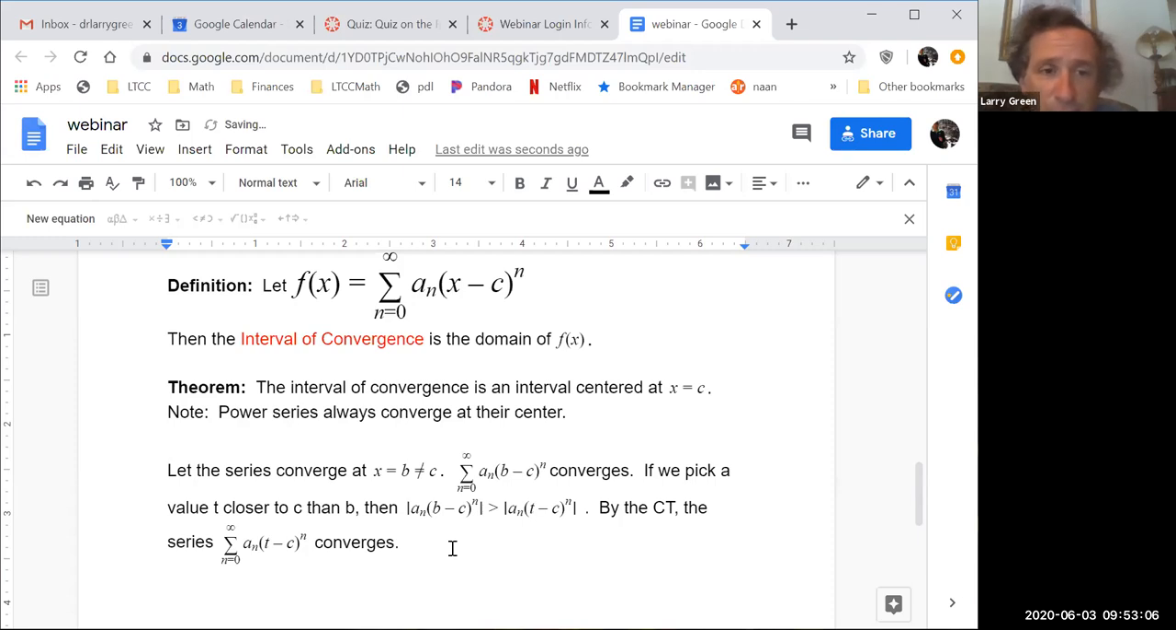Okay, so that's a proof that the points of convergence, or the domain of the function, another way to say it, the interval of convergence really is an interval. Because once you know it converges at a value, then everything closer to c from that value also converges. Any questions on that? In absolute value, so it's both directions. So that tells you c is a center. Any questions at all on this? Okay.